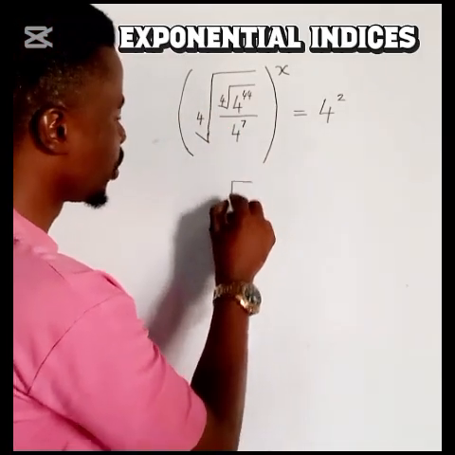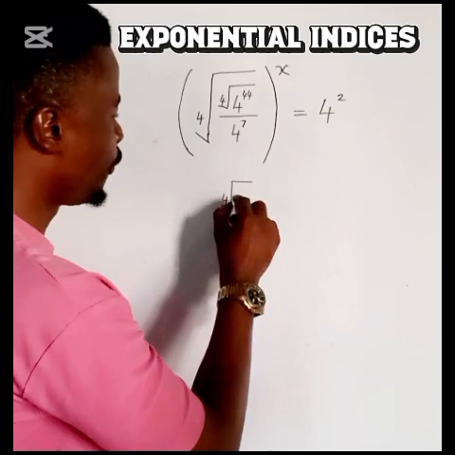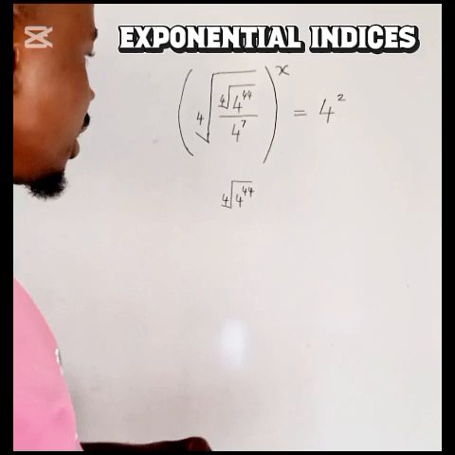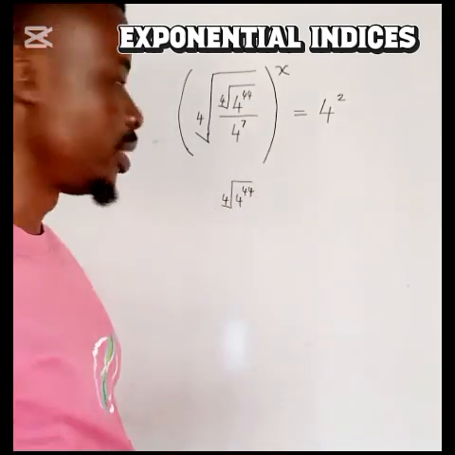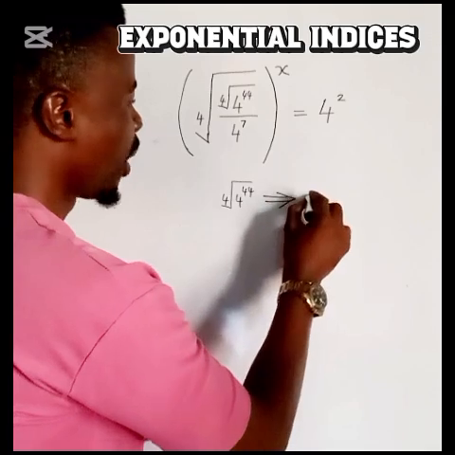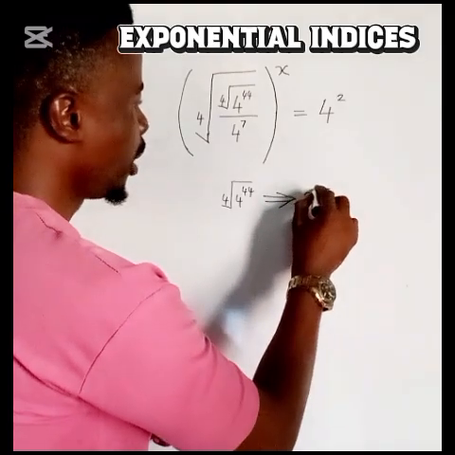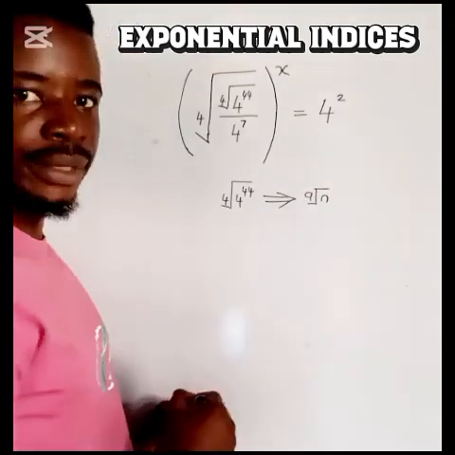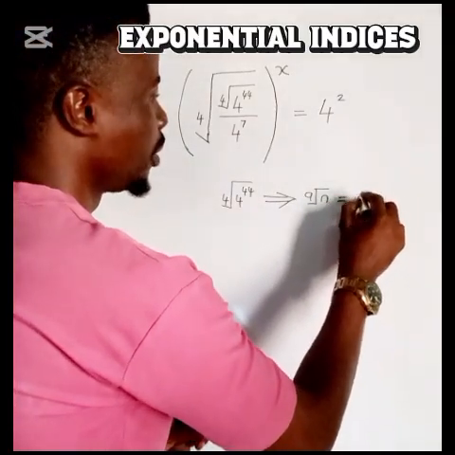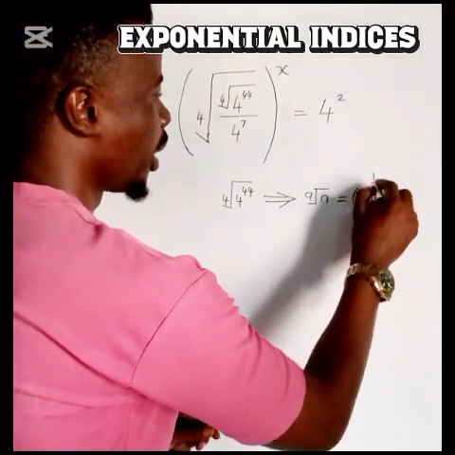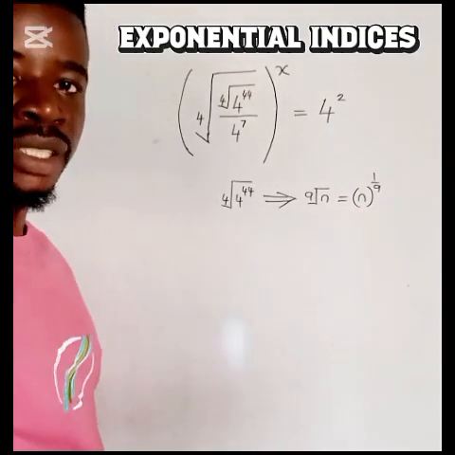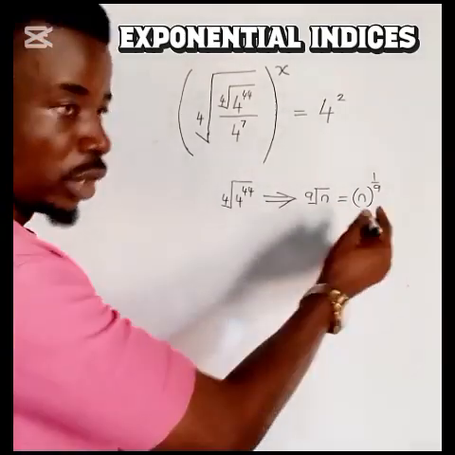If we break it out, we have the fourth root of 4 to the power of 44. How do we simplify it? We're going to use the law of indices. The law states that if you have the a-th root of a number n, it's the same thing as saying n raised to power 1 over a. This is one of the laws of indices.